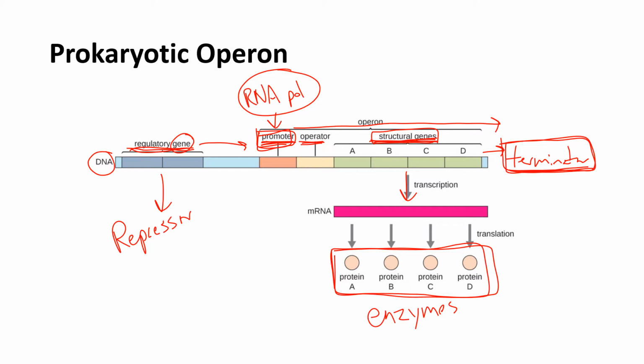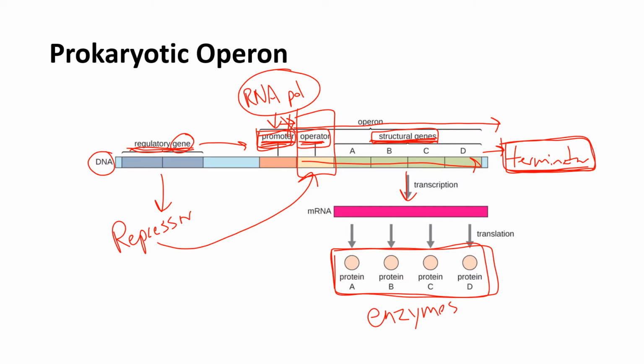Then the last regulatory sequence is the operator. The operator is where the repressor will bind. So when the repressor is bound to the operator, the RNA polymerase is unable to slide along the DNA and transcribe the structural genes. So this is actually a very simple process.